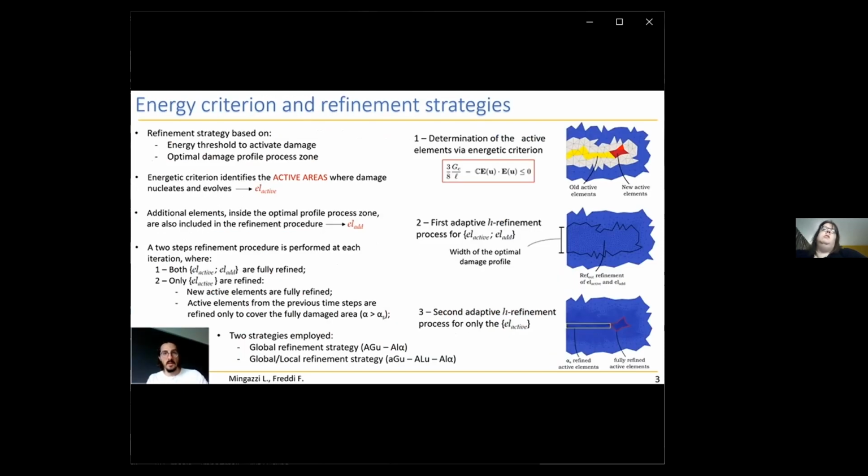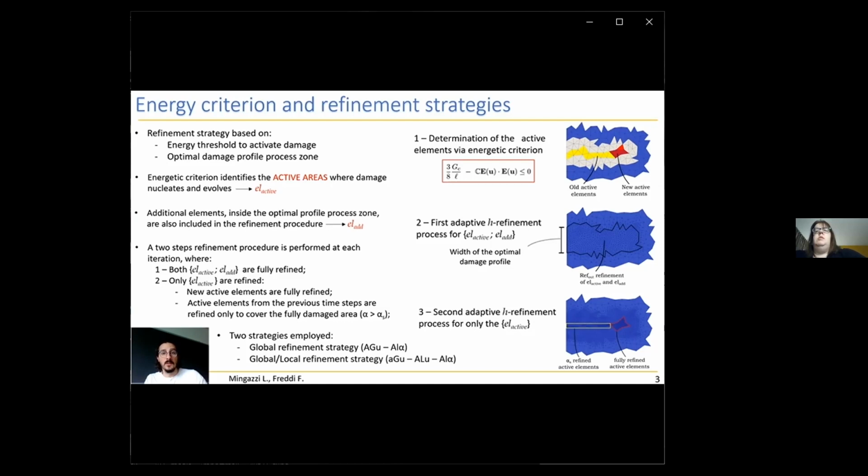The main idea behind our work is to develop a refinement procedure which exploits two peculiarities of the phase field method. The first is the energy threshold which has to be exceeded in order to activate damage, and the second one is the width of the optimal damage profile process zone. So first, the active areas of the domain where damage occurs are determined by the usage of an energetic criterion, which is reported in the slide, therefore defining the active elements. Additional elements, which are the ones within the optimal damage process zone, are also included.